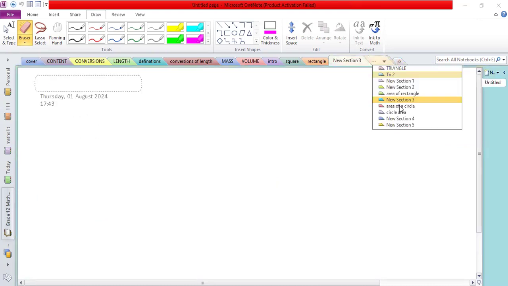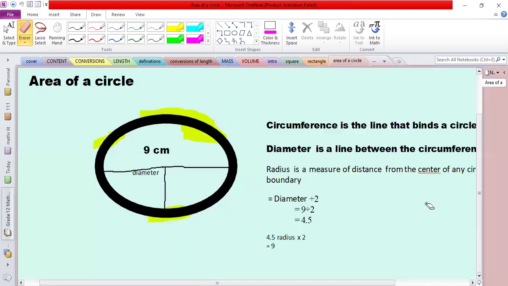Then we come to the area of a circle. On the area of a circle, you can see the circle. It is 9 centimeters in diameter. Diameter is the line across the circle, between points on the circumference. The circumference is the line that binds a circle.